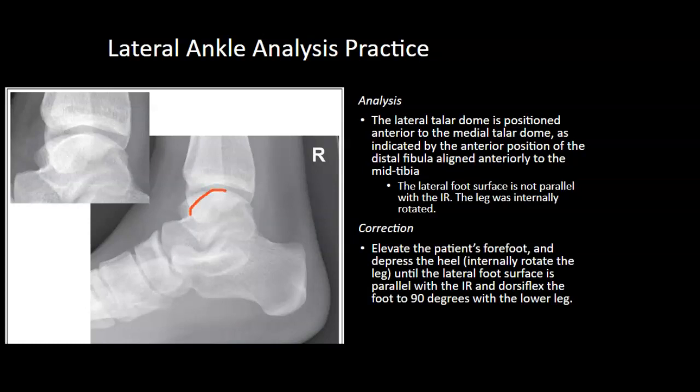And so in this projection, the lateral talar dome is positioned anterior to the medial talar dome. Also, you can see that the fibula is anterior to the mid portion of that tibia. So therefore, the leg is internally rotated. In order to correct this, we need to depress that heel until that lateral foot surface is parallel with the IR, and you want to make sure you dorsiflex in order to get that true lateral projection.